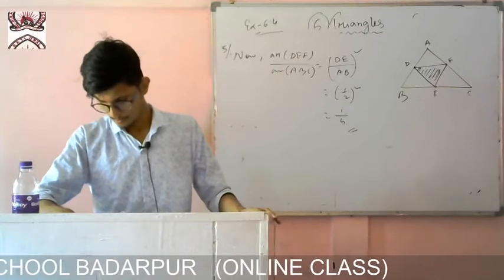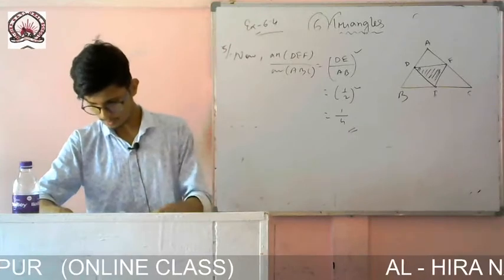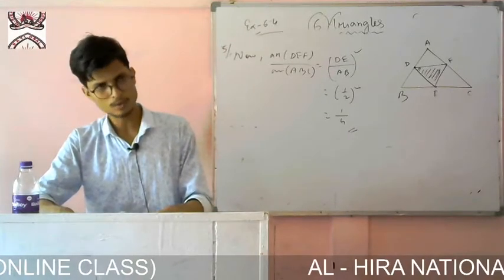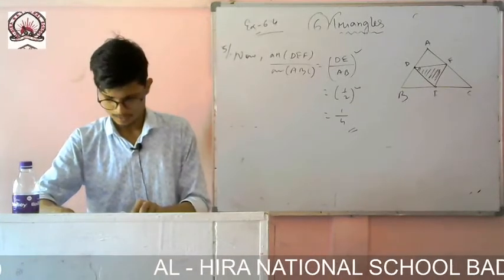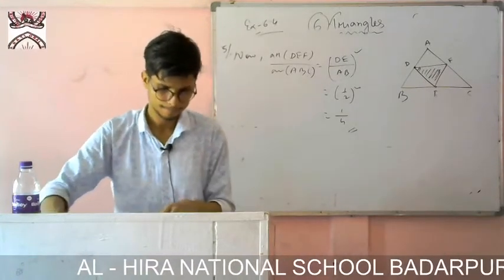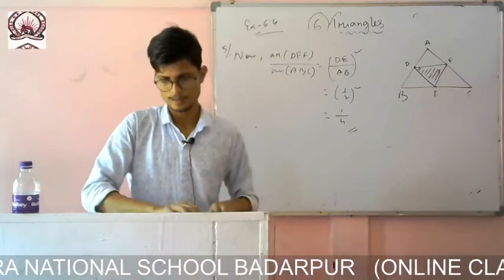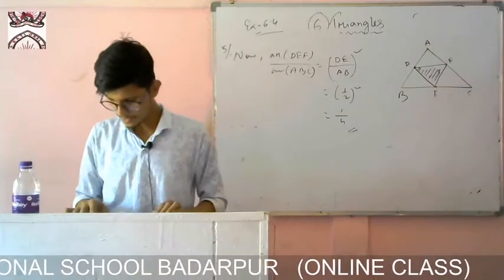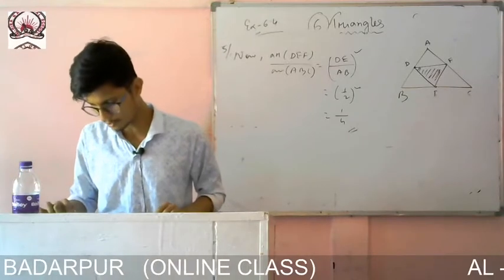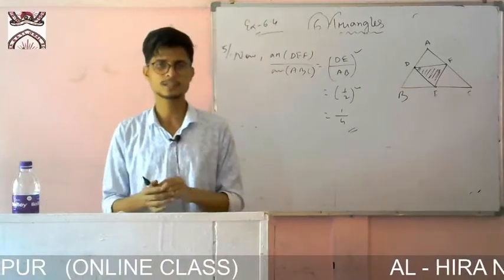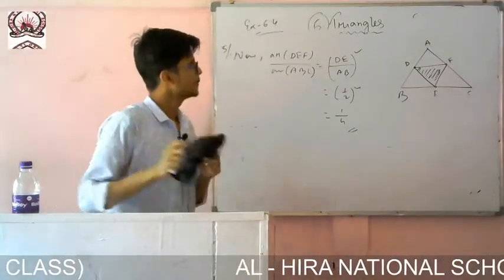Question number 6. Prove that the ratio of the areas of two similar triangles is equal to the square of the ratio of their corresponding medians. What is given? The areas of two similar triangles. This time, not sides, we have to prove that it is equal to the square of the ratio of their corresponding medians.